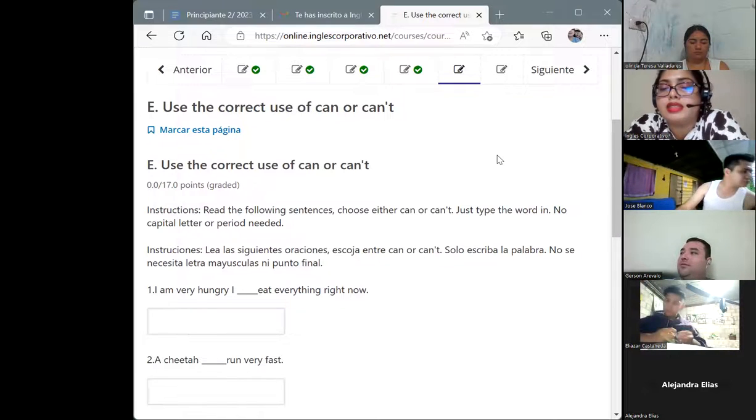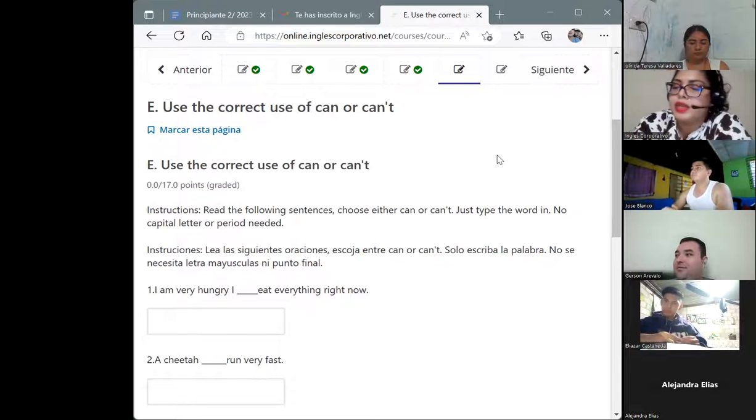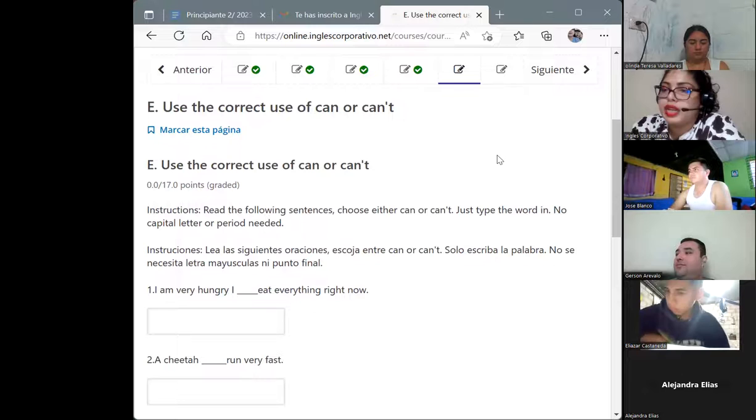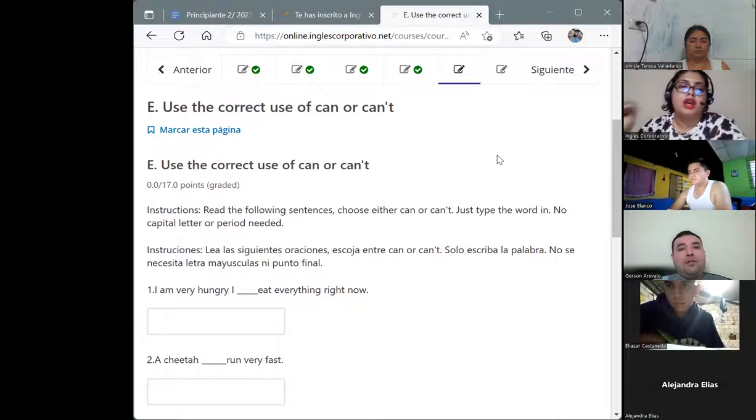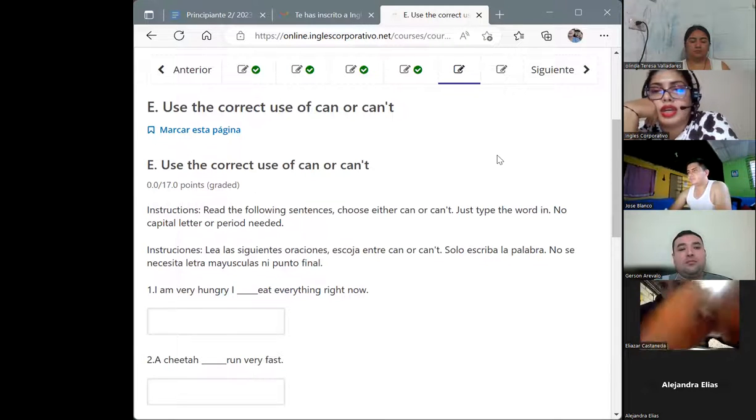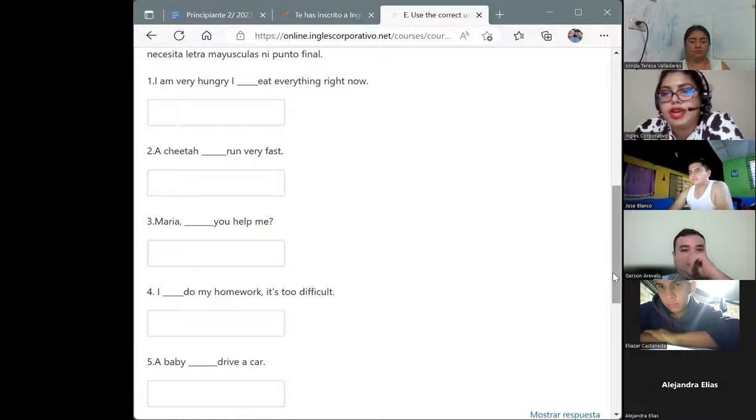We're going to read the following sentence. En este caso es casi como el ejemplo que veíamos en el documento en el cual teníamos que poner can, could, can't, was or were able to and all of that things, but in this case it's related to just can and can't. So in this case, we're going to see the sentences. And we are going to choose what is the word. Vamos a escoger entre can or can't. Y en este caso, solo necesitaban la palabra. Vamos a ver para estas situaciones si es poder o no poder.